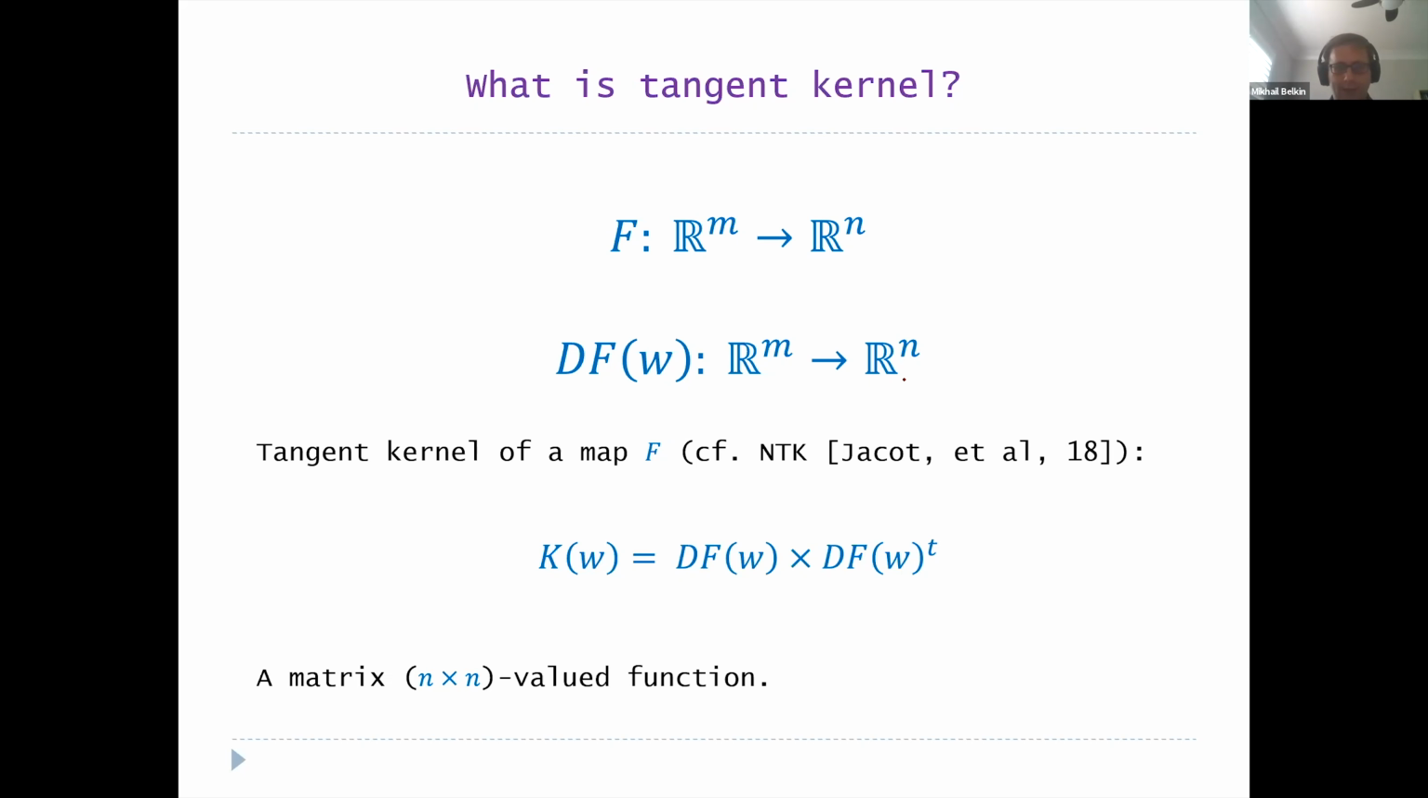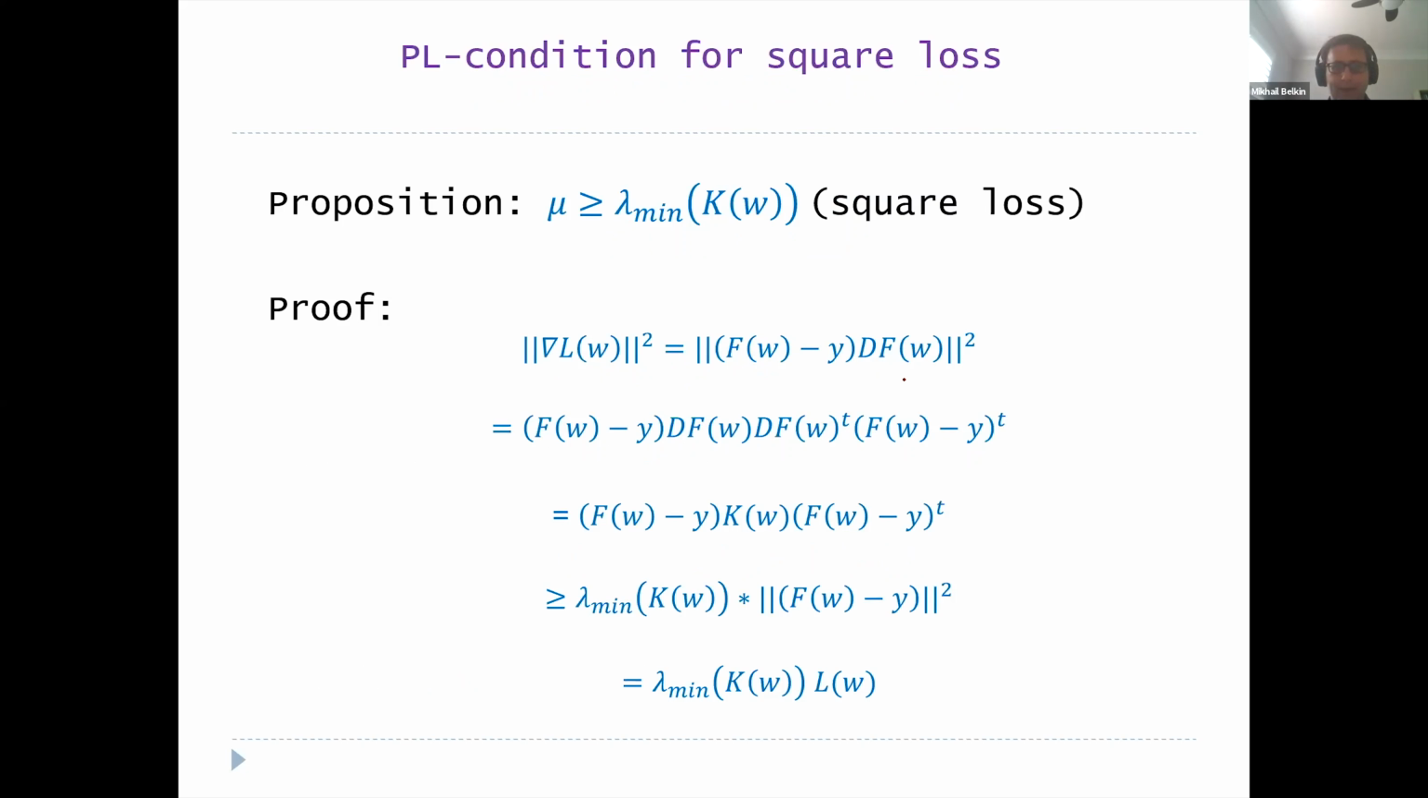Okay, good. So now we have this tangent kernel. What good is this tangent kernel for? The first observation is that, remember, my PL star condition had that mu in it. That mu is the smallest eigenvalue of the tangent kernel. And the proof is really almost trivial. It's, you know, two lines of basic elementary linear algebra. You just verify that this is true. For the square loss, I should say. This is for the square loss. If the loss is not the square loss, it's still true, but then you have to worry about the loss function.